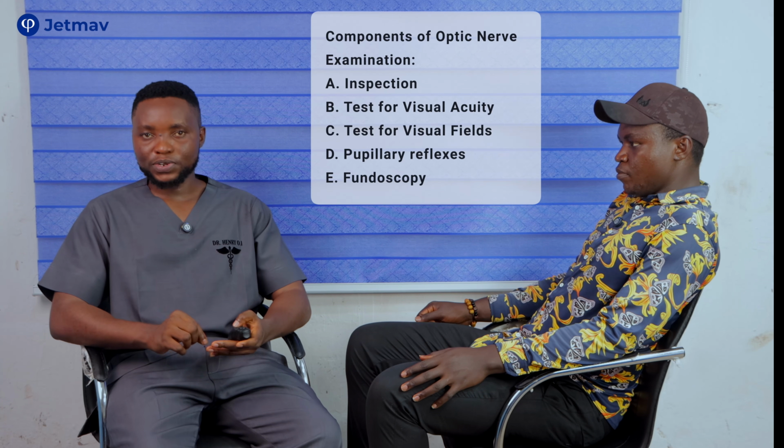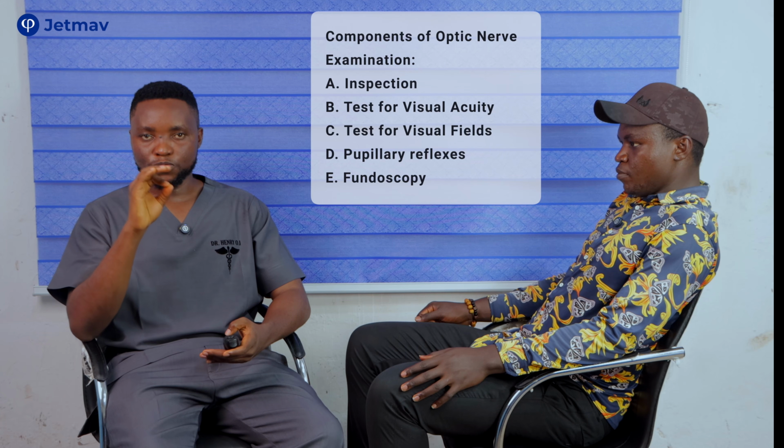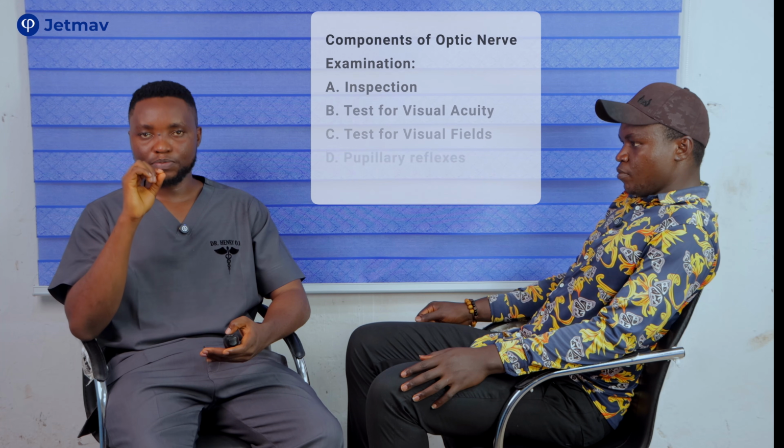In the examination of the optic nerve, there are 5 components. The first one is inspection. The second one is visual acuity test. The third one is the test for visual fields. Then test the pupillary reflexes. Then you end with fundoscopy. These are the five components of the examination of the optic nerve.